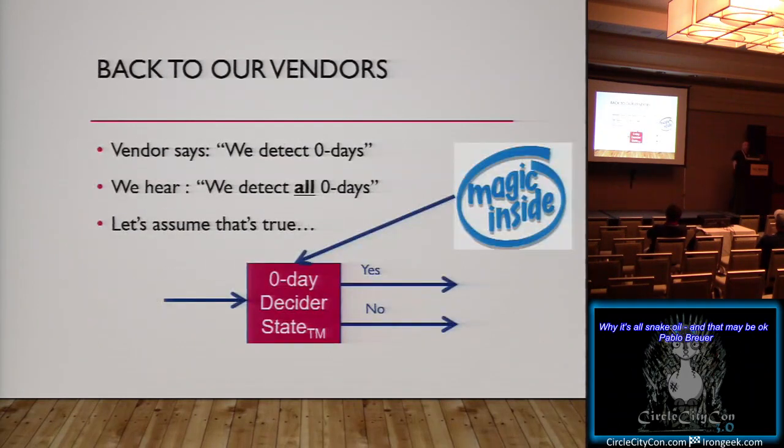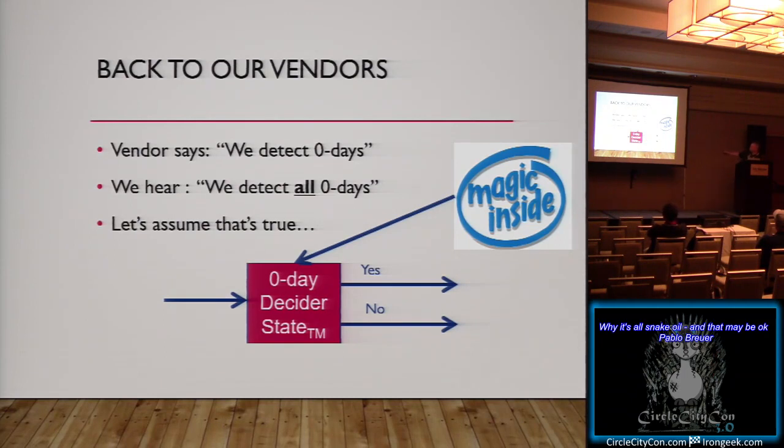So the vendor says, we detect 0 days, and they're sneaky. They're sneaky people. It's not because they're bad people. They just have a job to do, and they got to feed their families too, right? But they say, we detect 0 days. And we hear what we want to hear. We hear, you detect all 0 days, right? So let's assume that's true, right?